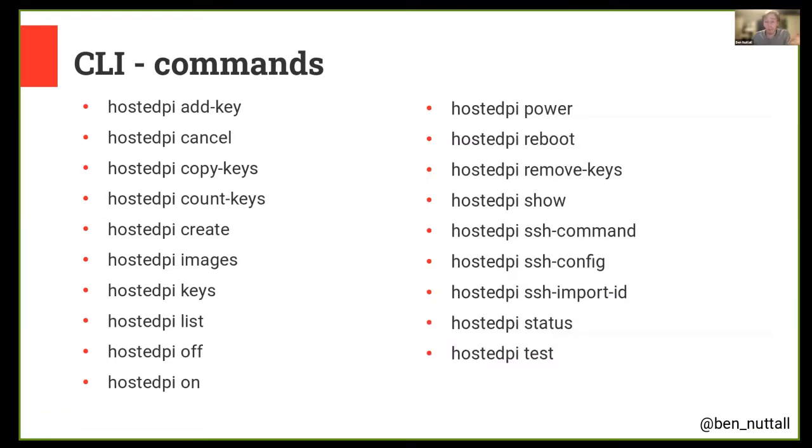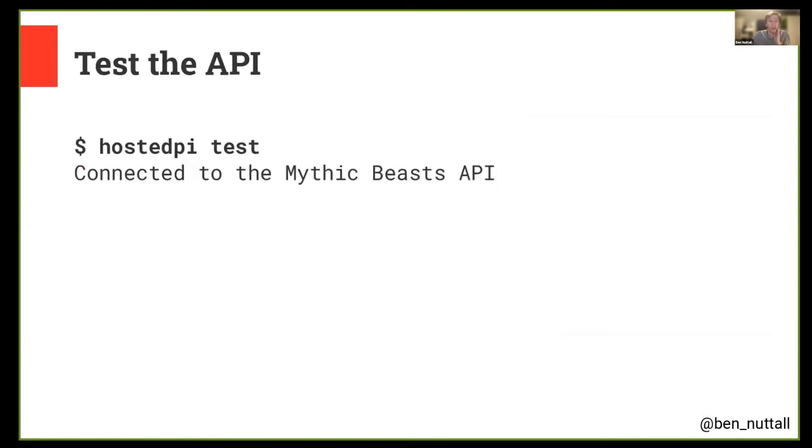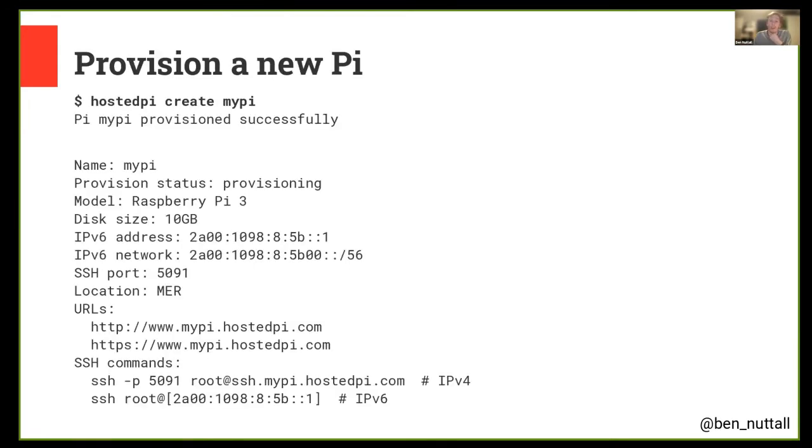So these are all the command line commands provided. So these are all the kinds of things you can do. I'm just going to go over them in groups and show you what you can do. So if you want to do stuff to do with the account, hostedpi test will just return "connected to Mythic Beasts API" if your authentication was successful, and it would give you an error if not. So that's quite useful just to make sure that you've got access.